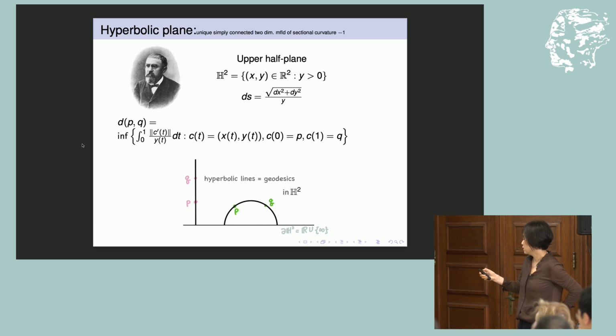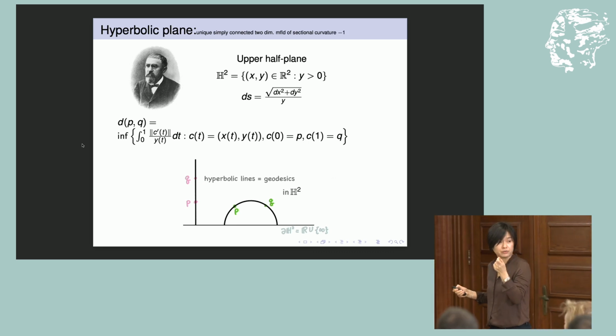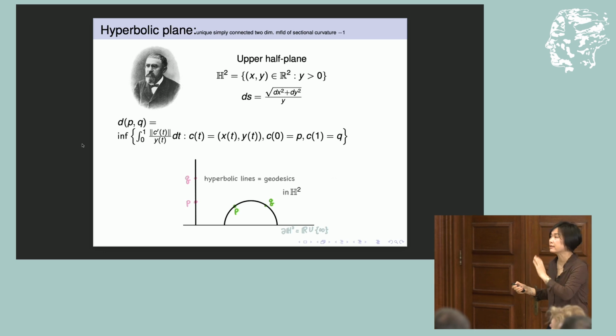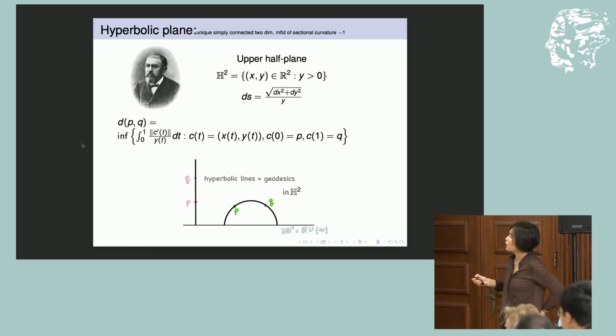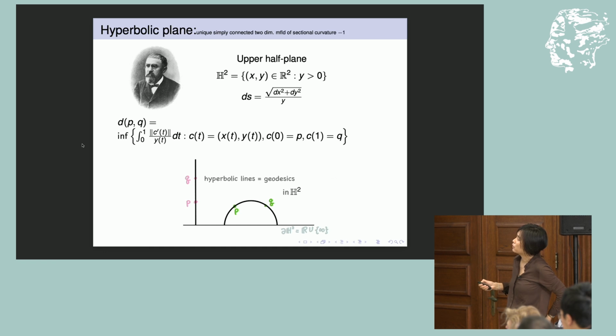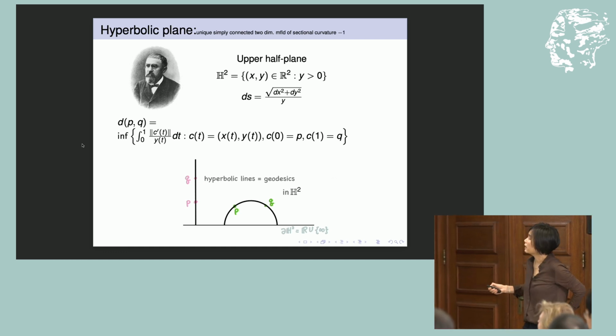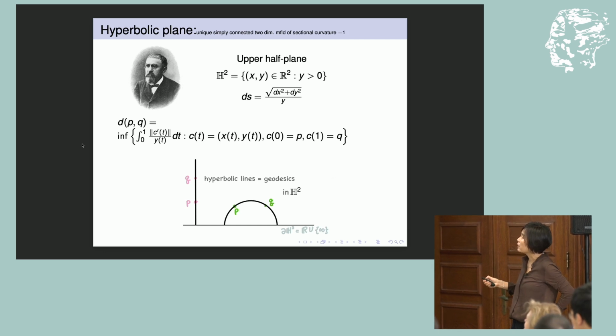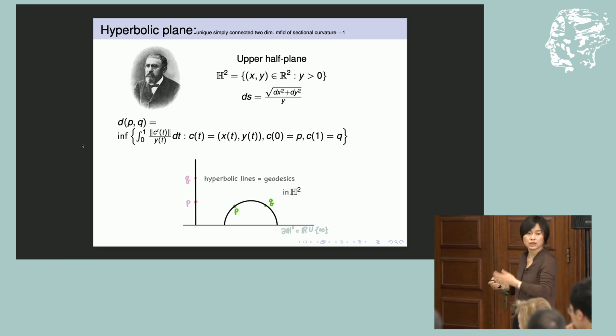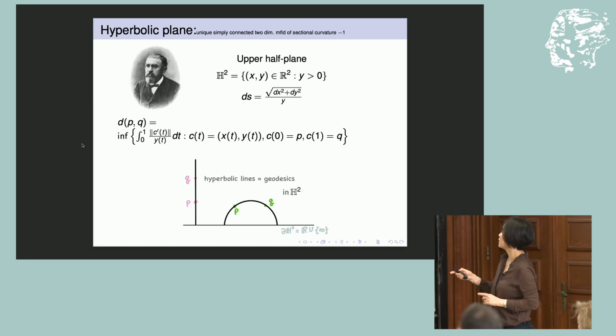And in this model, the hyperbolic lines or geodesics, by which I mean distance-minimizing curves, are called geodesics. Geodesics between P and Q are of the following form. If my P and Q are in this position, then the geodesic connecting P and Q lies on a vertical line, or they are actually semicircles meeting the boundary orthogonally. So that means that if I want to travel from P to Q in the fastest possible way, then we must follow these trajectories. These are hyperbolic lines, but they are not Euclidean lines.